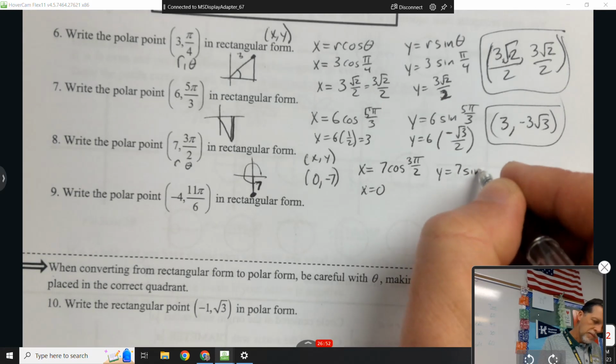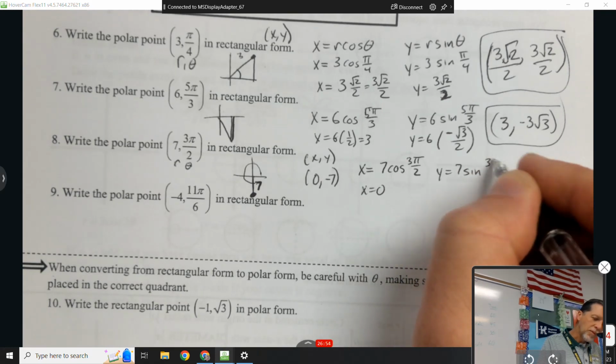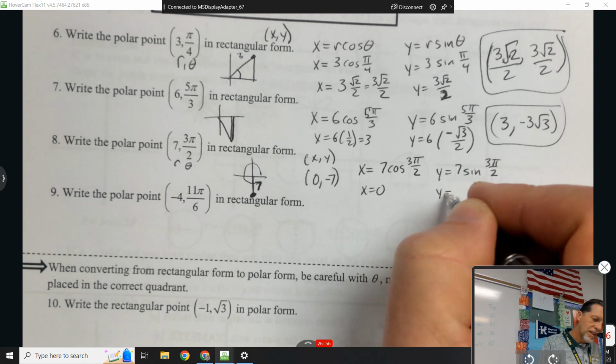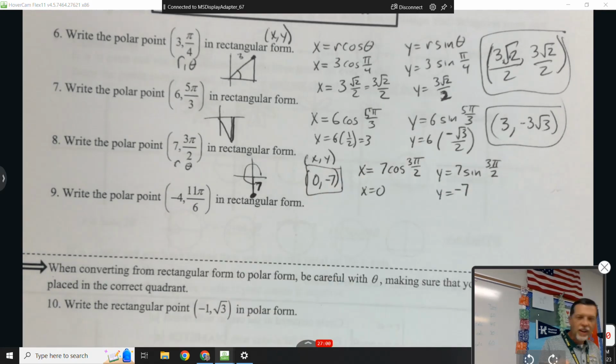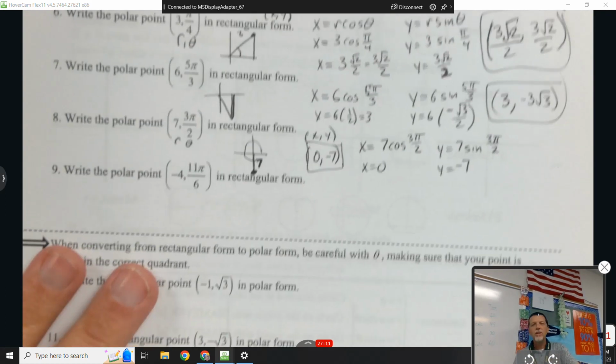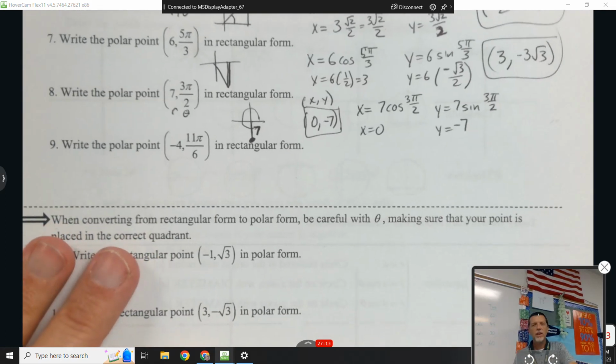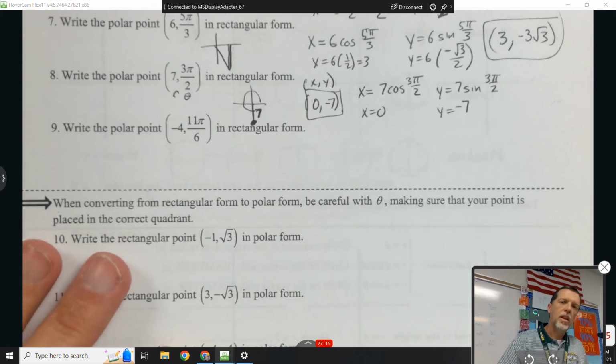Y equals 7 sine 3 pi over 2. Sine of 3 pi over 2 is negative 1, so negative 7. So the formula still works, but occasionally, and by occasionally I mean only if it lands on the axes, you can get it without using the equations.